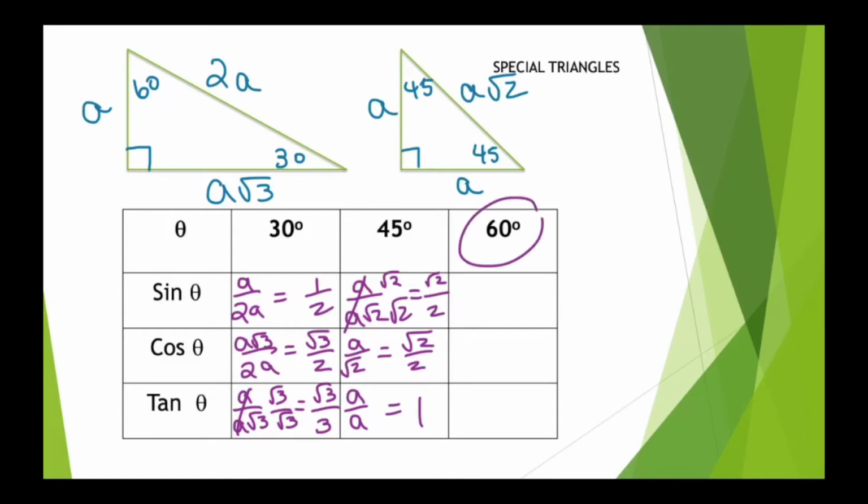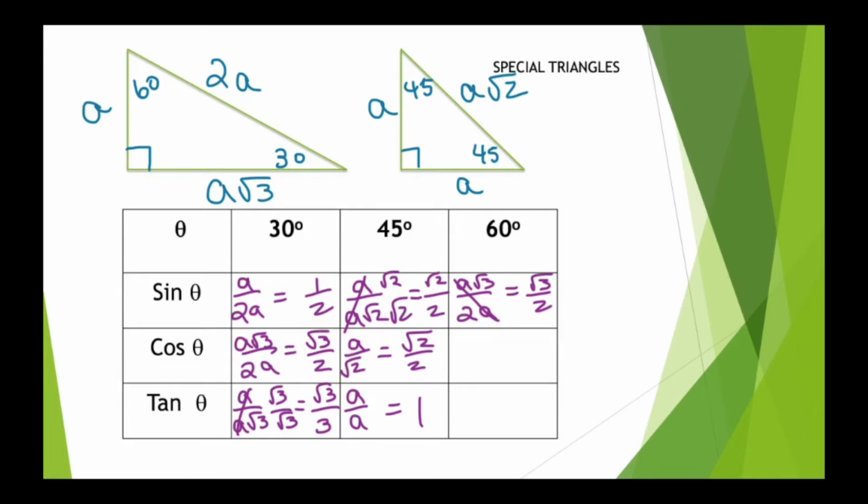Let's now do the 60-degree angle, which is over here. That 60-degree angle will be the opposite over the hypotenuse, which is A square root 3 over 2A. That will reduce to be square root 3 over 2. I want you to notice we got that right here.